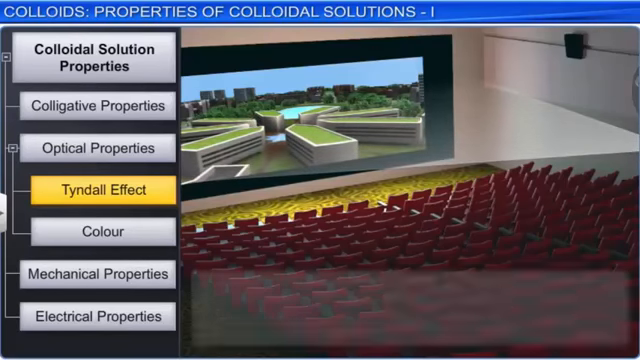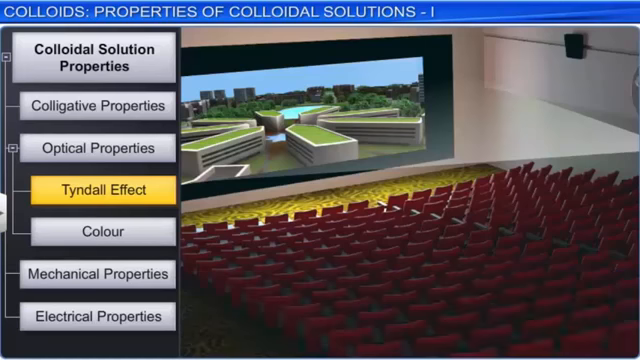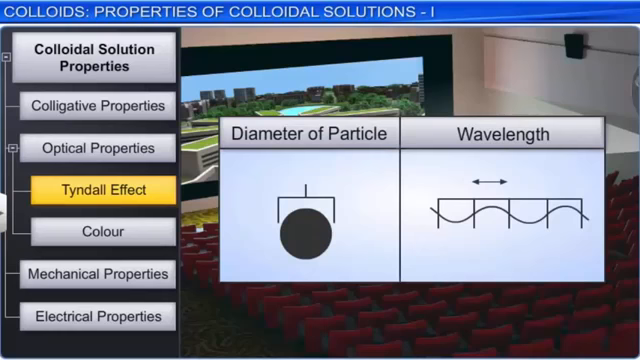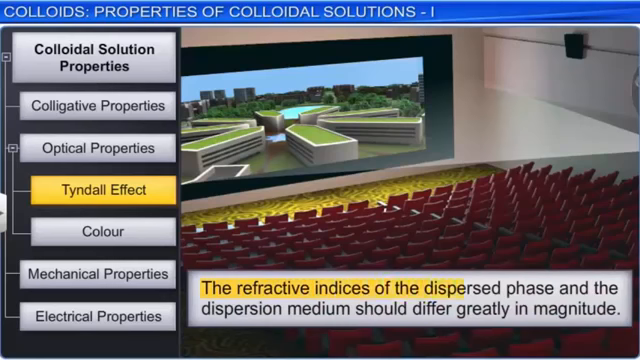First, the diameter of the particles of the dispersed phase should not be too small than the wavelength of the light used. This implies that this effect is observed when the dimensions of the colloidal particles are comparable to the wavelength of the visible light used. Secondly, the refractive indices of the dispersed phase and the dispersion medium should differ greatly in magnitude.